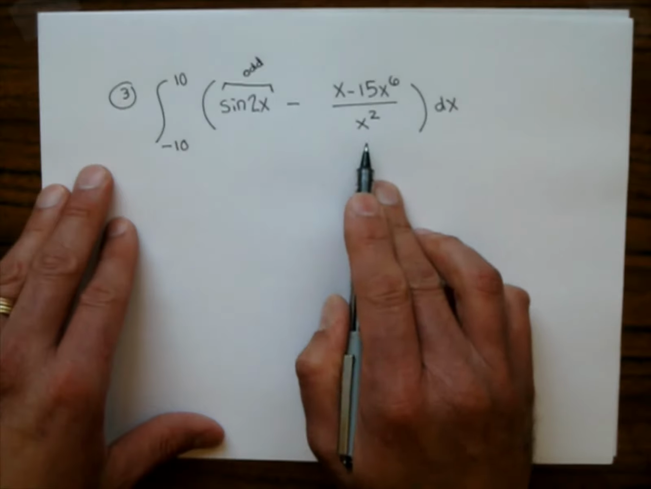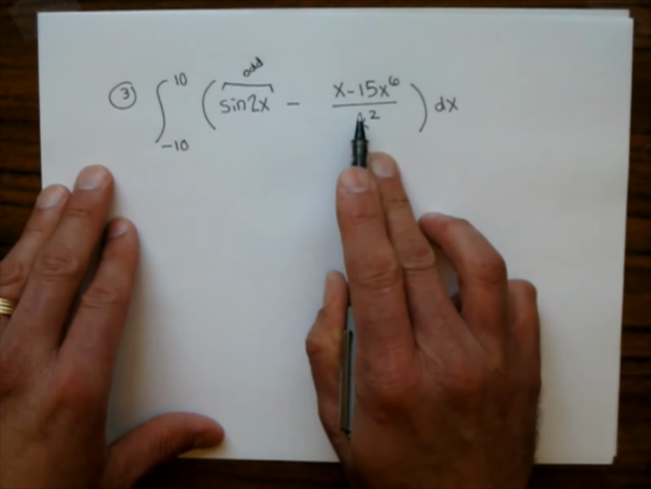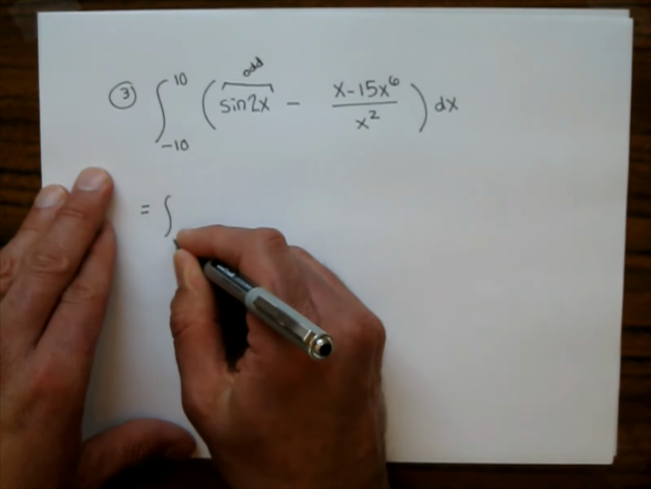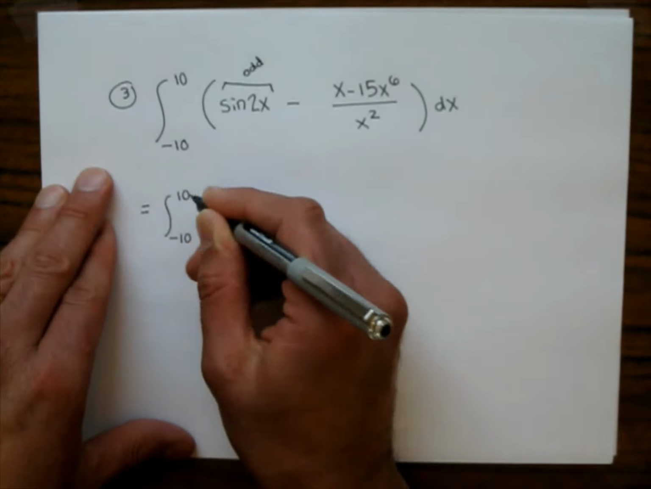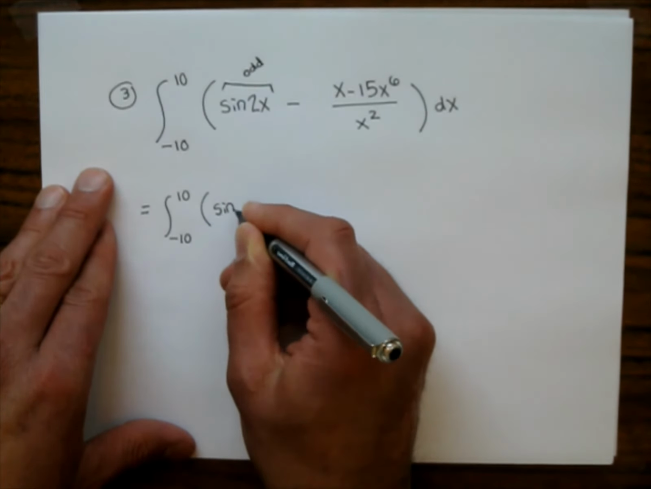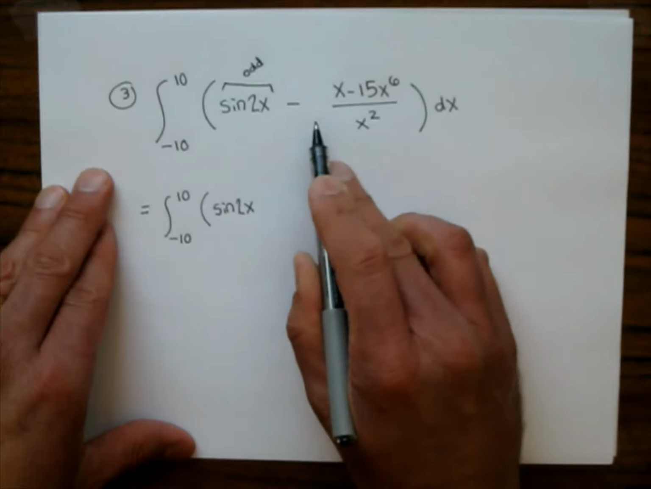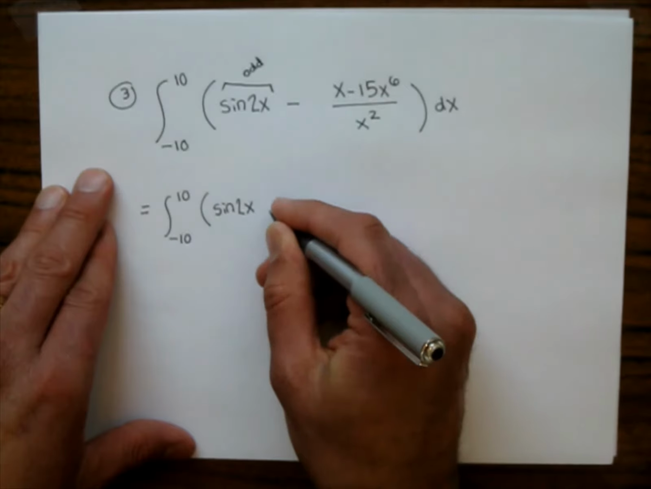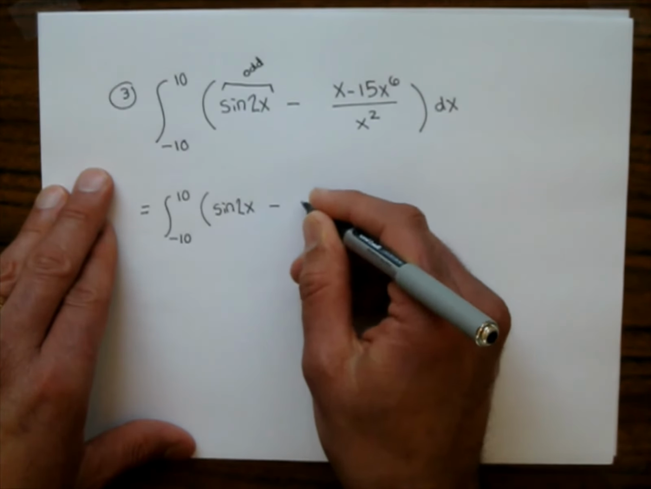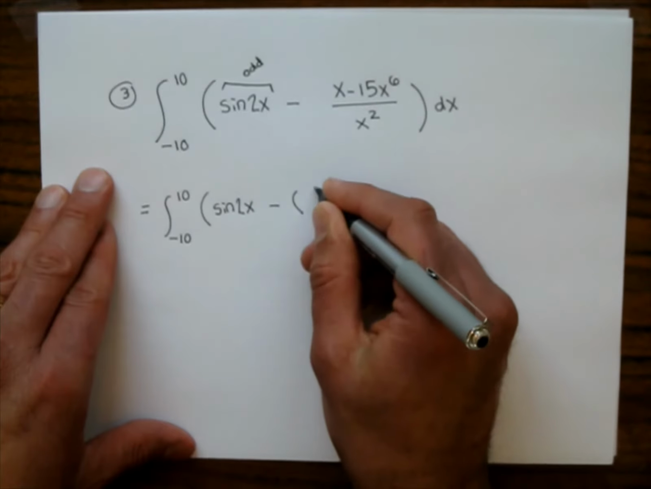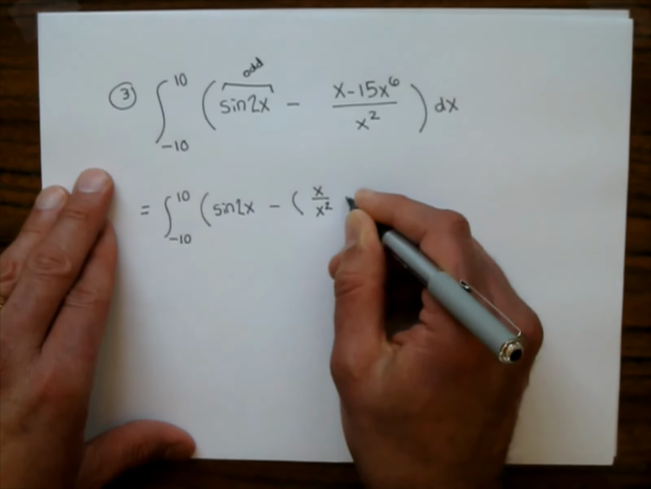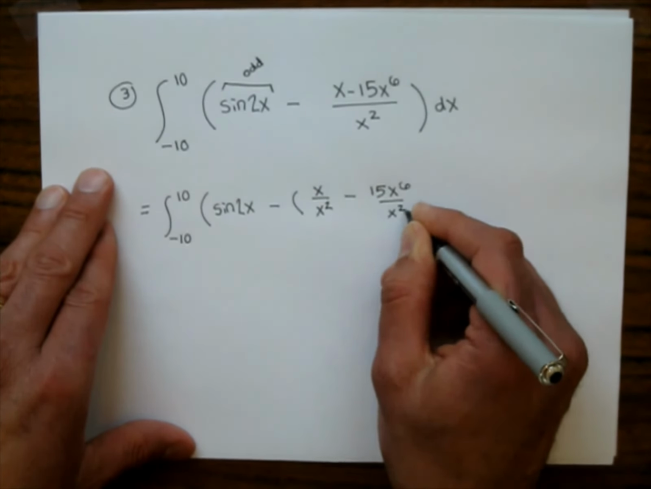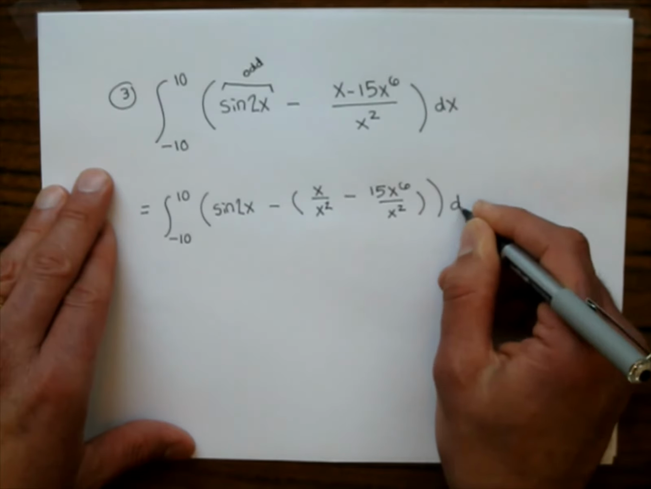Okay, but what's happening over here? I mean, what is this? What I would do on this one is split the fraction. So I have integral from negative 10 to 10, we have sine 2x. When I split the fraction, I get x over x squared for the first part. So let me go ahead and write that. There's a minus there. This is x over x squared, and then we have minus 15x to the 6th over x squared dx.